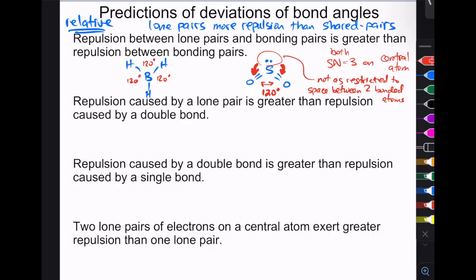All right, so I just want you to be thinking about this in a relativistic way here. All right, let's take a look at sulfur dioxide, but then another molecule that we did do the Lewis structure for before. This is formaldehyde.